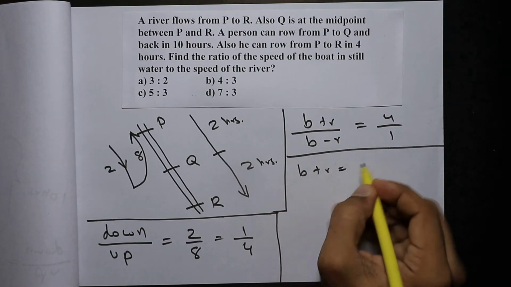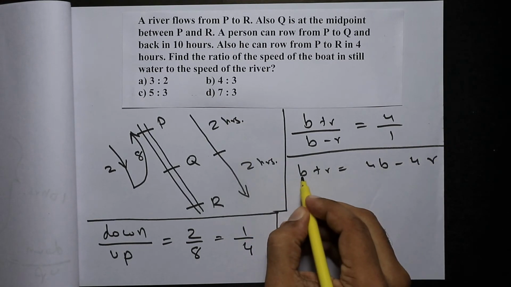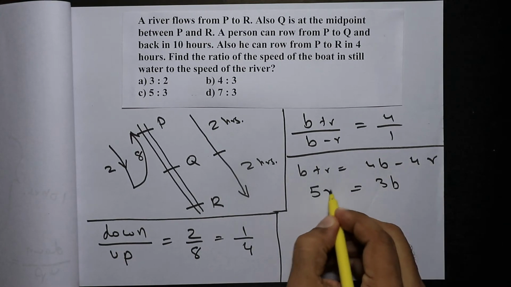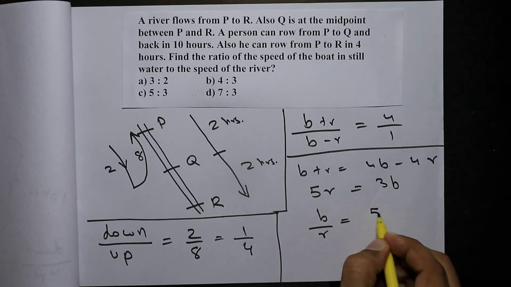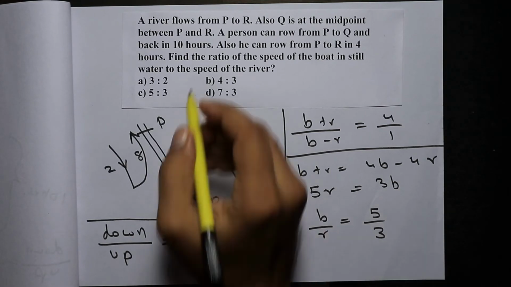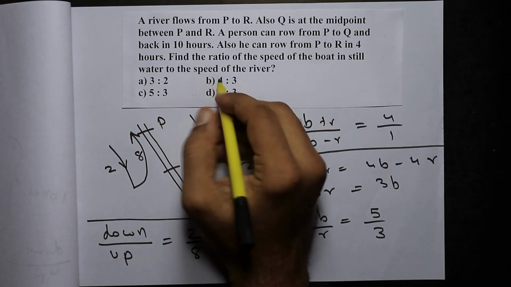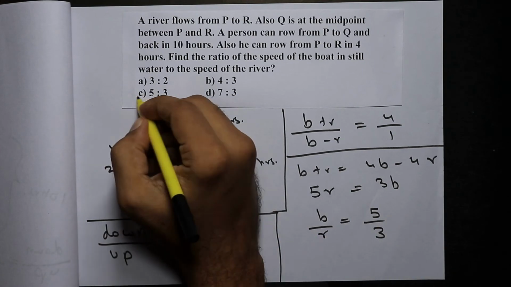B plus R is equal to 4B minus 4R. So I'll just bring B to this side, so that will be 3B, and 4R to this side, that will be 5R. So B is to R, you will get it in the ratio 5:3. So find the ratio of the speed of the boat in still water to the speed of the river. B is to R is 5:3, option C.